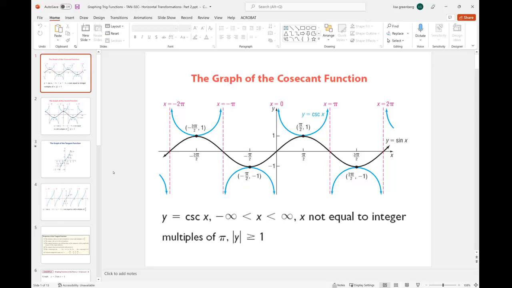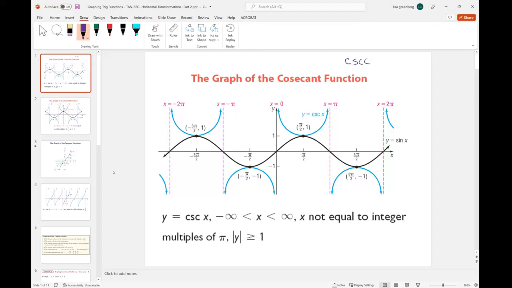All right, so graphing a cosecant. Cosecant, if we remember, is equal to 1 over sine of x. So whenever we have a function that has a denominator, we have to worry about the denominator, right? So Alex, what do we have to worry about when we look at the denominator?